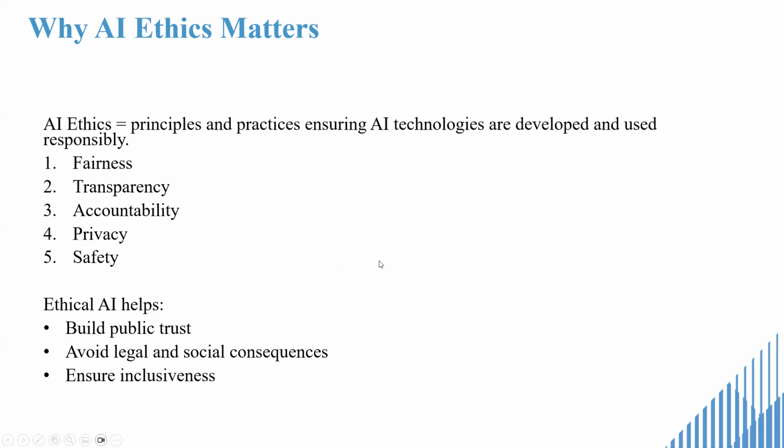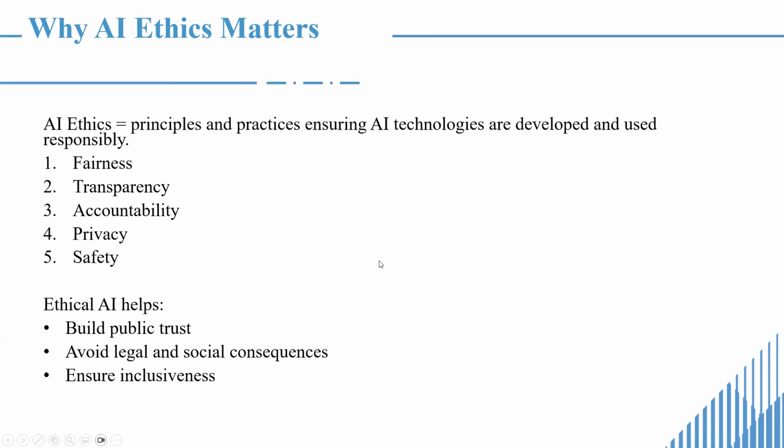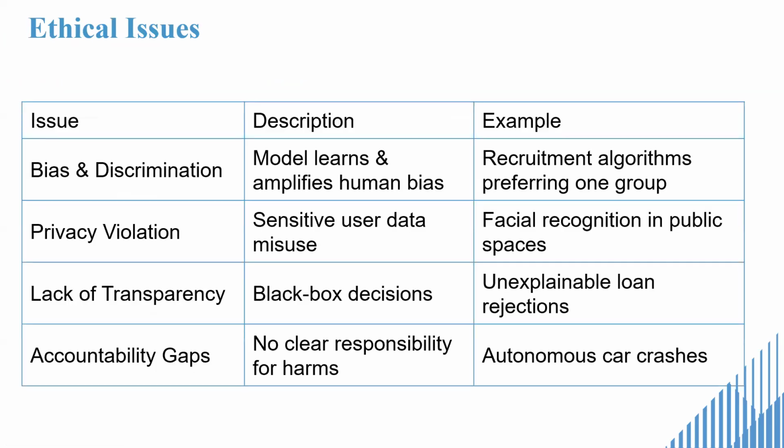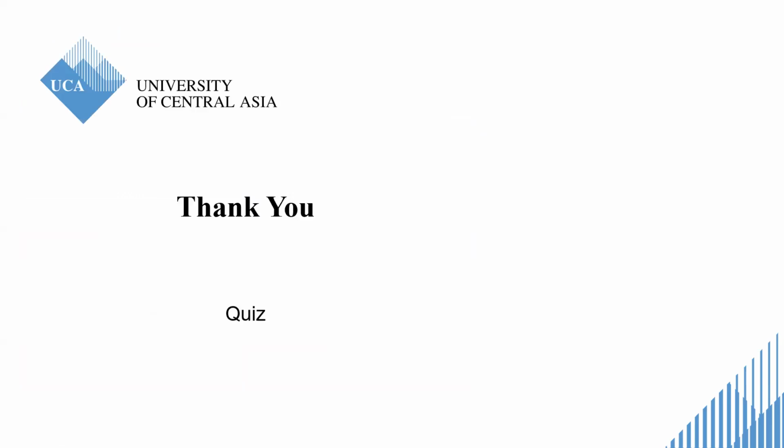So ensure inclusiveness while you are using AI. The risks are biases and discrimination, privacy violations, lack of transparency, and accountability gaps. A model learns and amplifies human biases. You can see all of these issues.